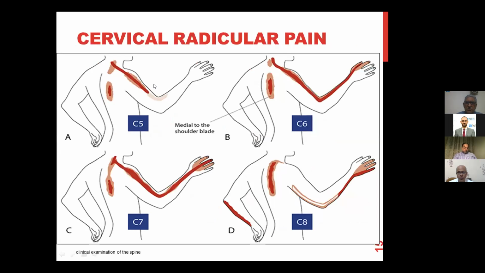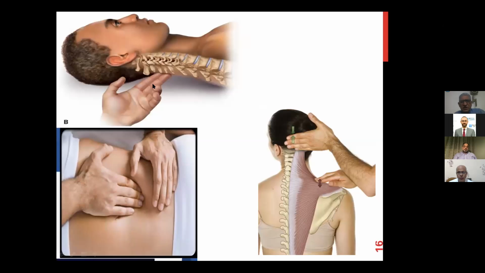These are distributions of different radicular segments. We have C5, we have C6 here, and we have C7, middle finger radiation, and we have C8, towards mid interscapular and the ulnar side of the forearm. This is how we palpate: deep palpation in the posterior part of the neck, deep palpation in cases of tenderness over the loin or on the interscapular muscles.